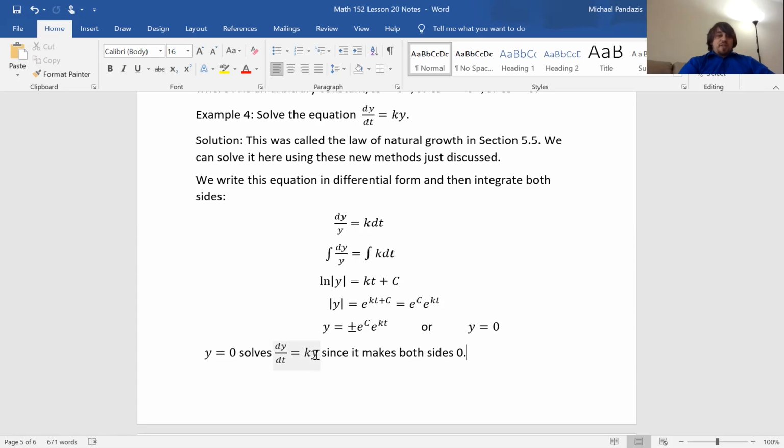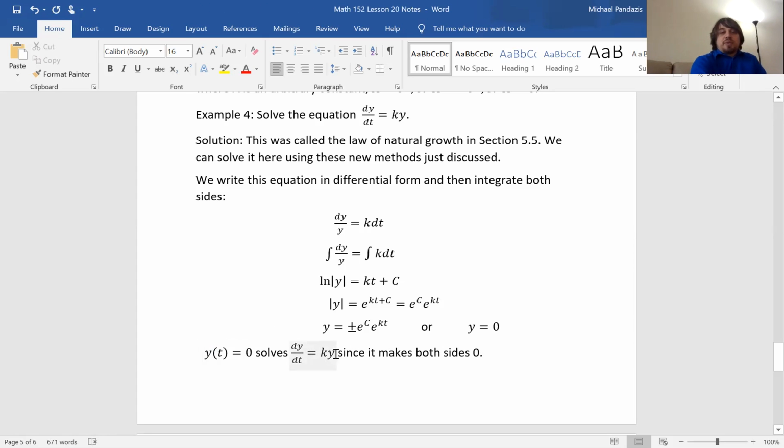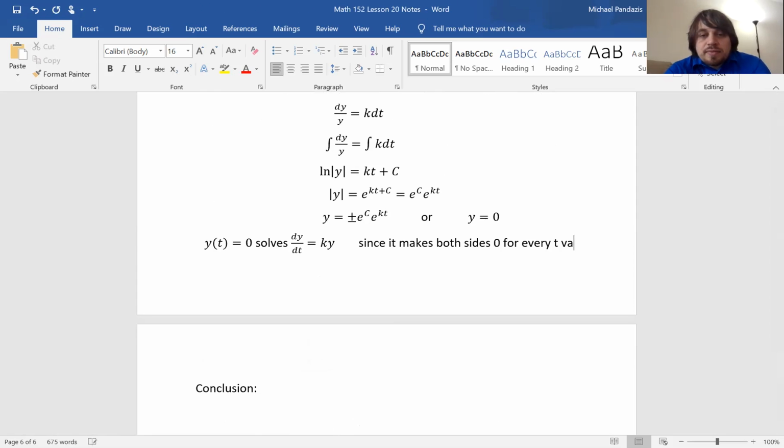Yeah. And so y equals 0 is a function where for any value of t, the output is 0. So y is a function of t. So y of t equals 0 solves that differential equation since it makes both sides 0 for every t.